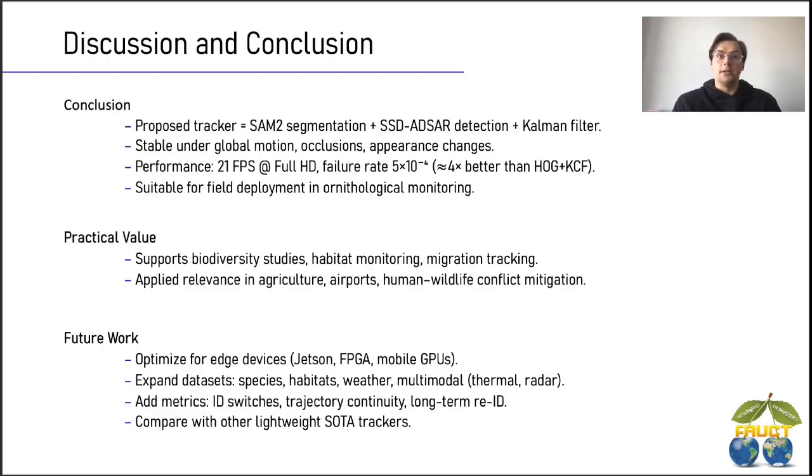To summarize, our method integrates SAM2 segmentation, SSD-ATSAR detection, and a Kalman filter into a unified real-time tracking system. It maintains stability under global motion, handles occlusions, and adapts to changes in object appearance. It achieves better performance than the baseline. This level of accuracy and robustness allows deployment in real-time ornithological field systems. Beyond research, this technology has strong practical value. It can support biodiversity studies, habitat monitoring, and migration analysis.